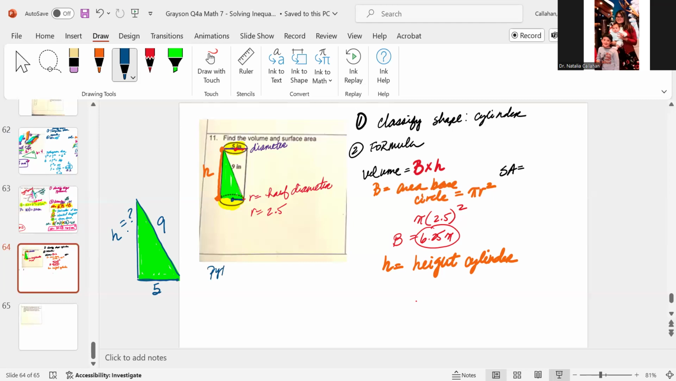All right, let's do the Pythagorean theorem. You know 9 is the longer side, but also do you see how 9, the longer side, is always opposite of the right angle? So let's do that. So question mark squared plus 5 squared, those are the two smaller sides, equals 9 squared.